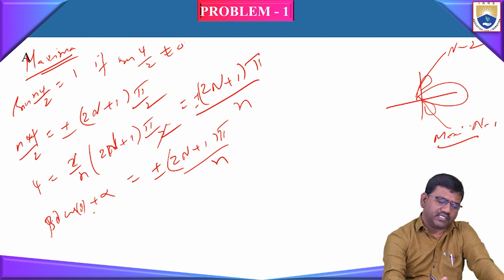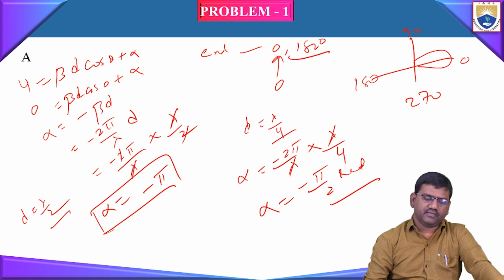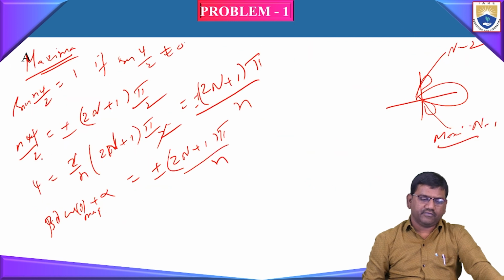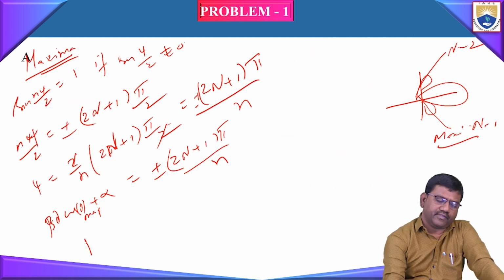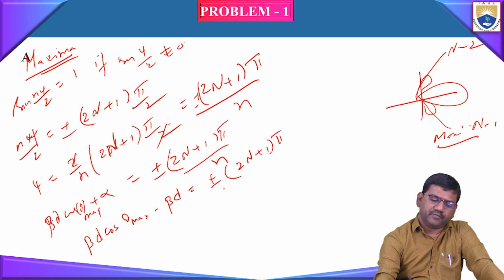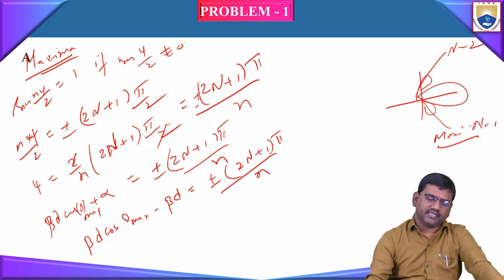We are going to find out the maximum value. So I am writing max value. The value of α is minus β d. So we have determined here, the value of α is minus β d. So β d cos θ max minus β d is equal to plus or minus (2N+1) into π by n.